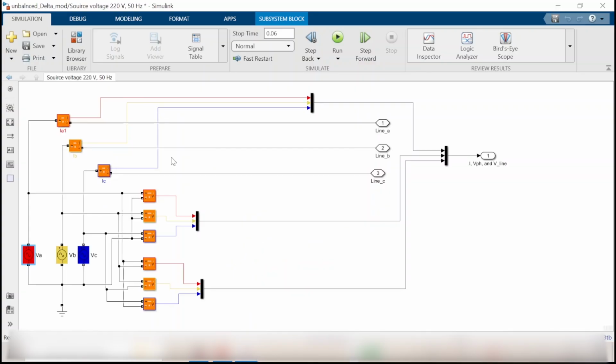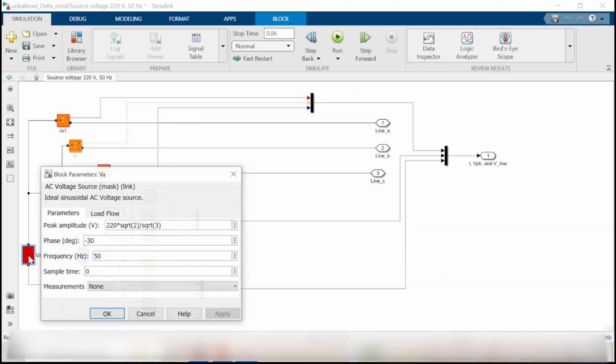So let's look at the source. We have a three-phase source here. I built it as a star connection, so we need it as a delta. So I'm going to modify that one. I explained that before in the previous videos.